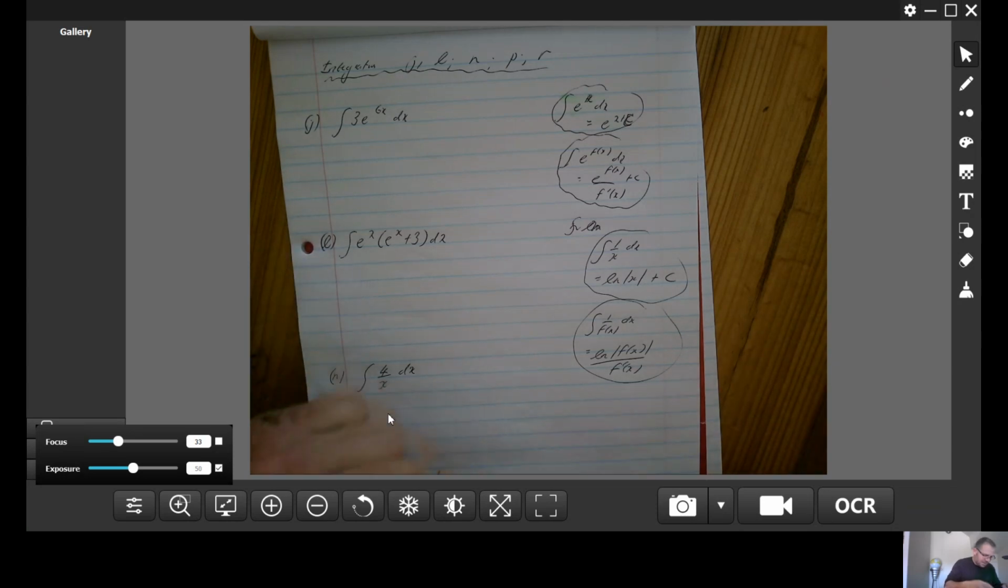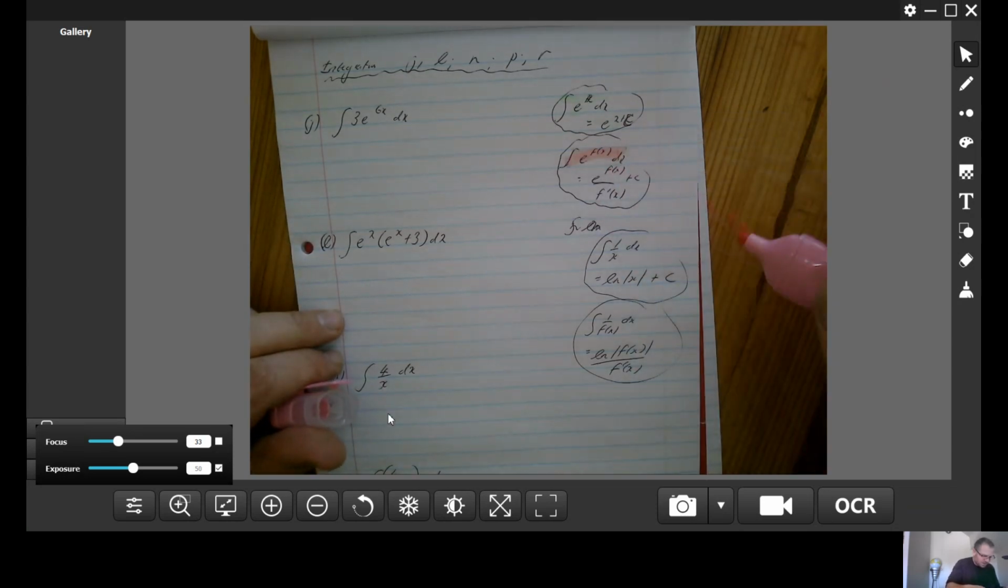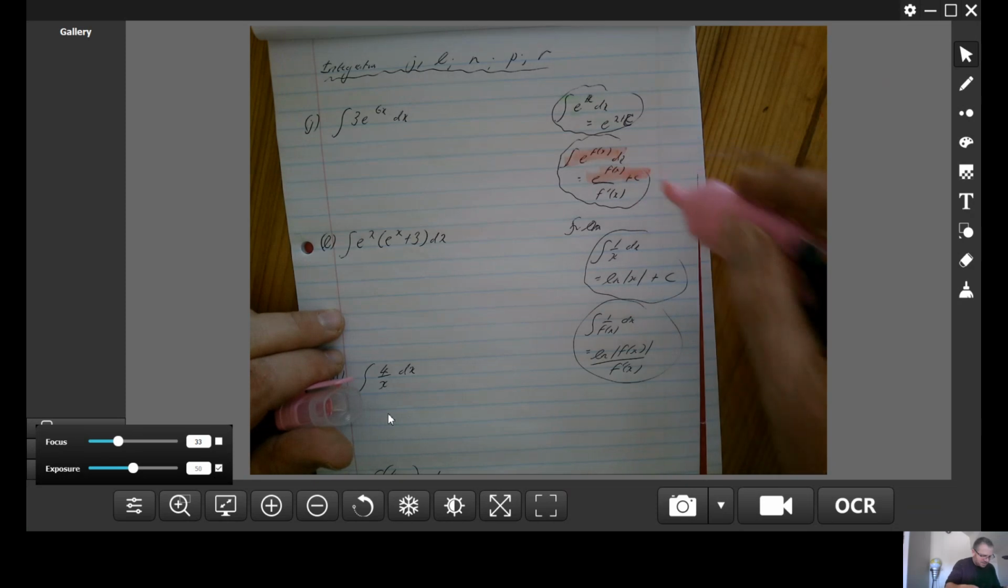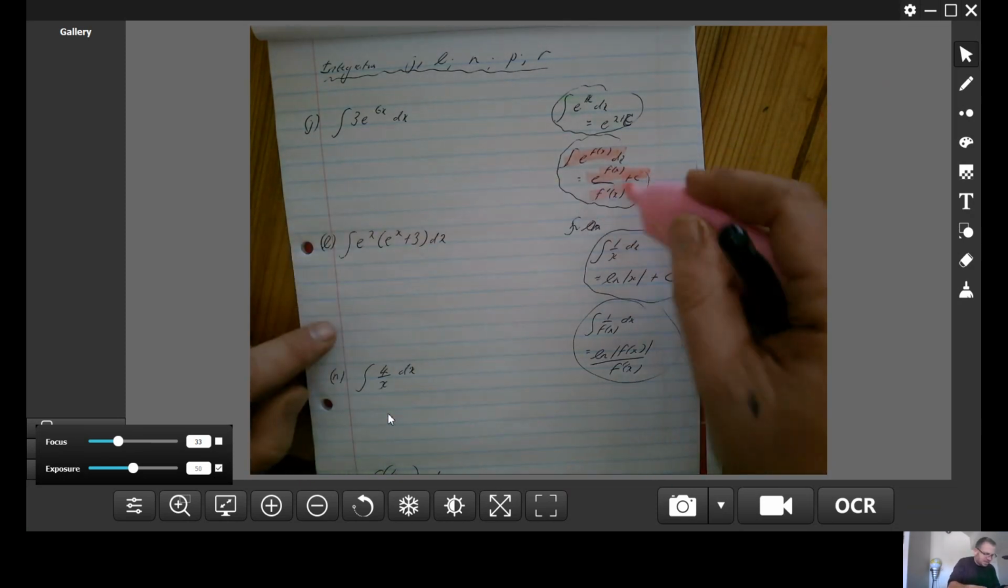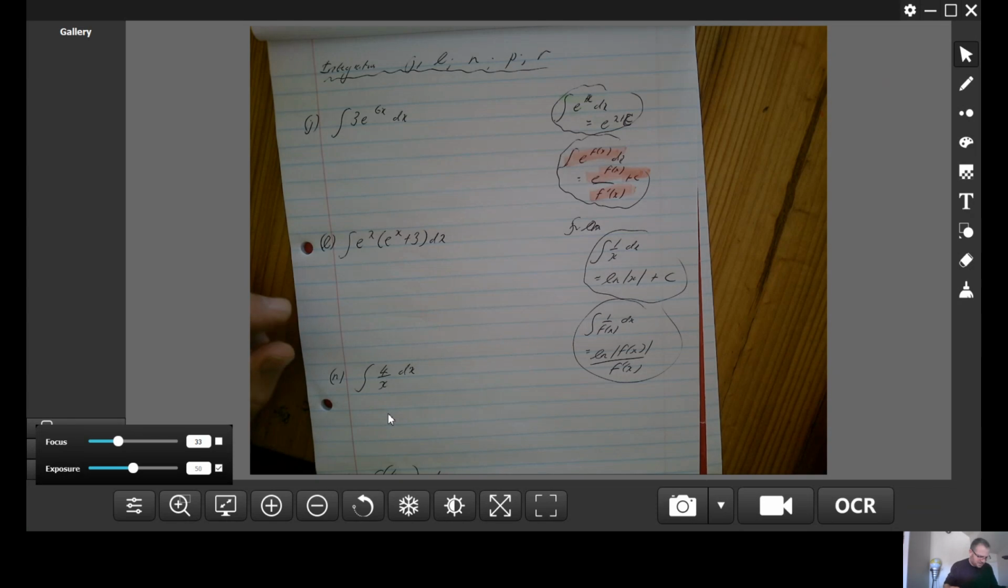The integral of e to the f of x, well, it's going to be e to the f of x, but then if you differentiated that, you'd have times f dashed of x, so to balance it, you've got to divide by f dashed of x.